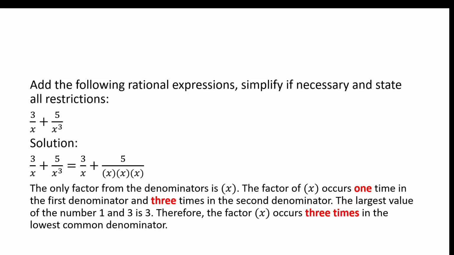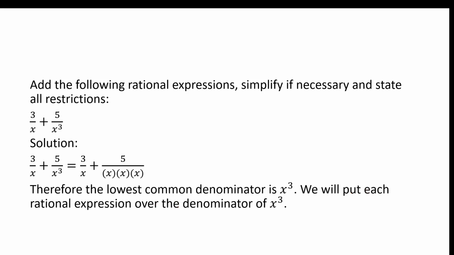Sometimes students make the mistake of adding them and they'll say, okay, it appears once in the first denominator, 3 times in the second denominator. It should appear 4 times in the lowest common denominator. That's wrong. It's whatever the biggest of those options is. So the lowest common denominator will be x cubed.